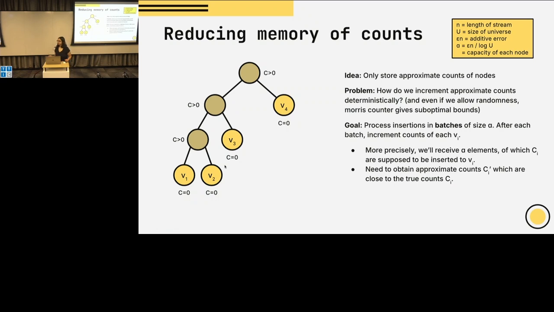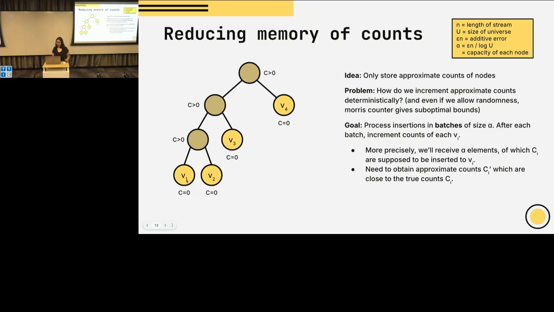Okay, so to rephrase our goal here, we're going to look at a batch of size alpha elements. I'm just saying that we're going to do this arbitrarily. There's not really much justification I'm giving for why we're going to look at a batch of size alpha rather than just one specific element. And at the end of the batch of size alpha, our goal will be to increment V1 through V4 by some amount that's approximately the correct amount.